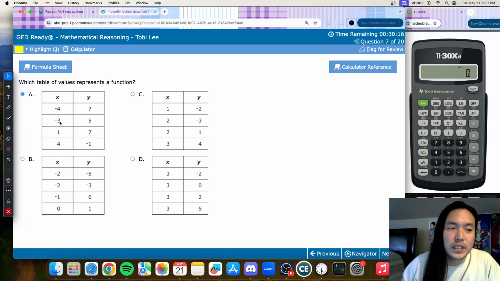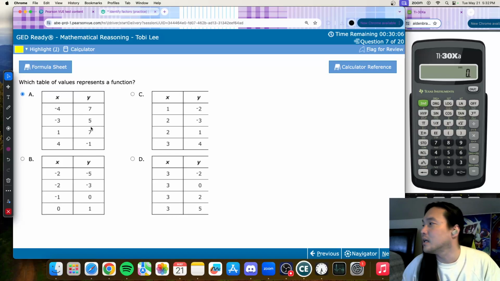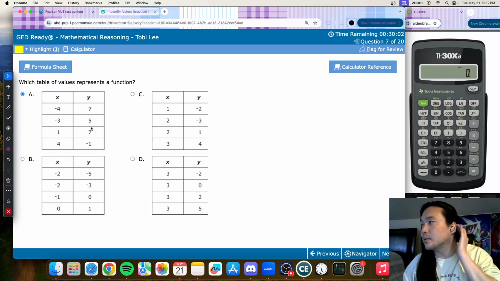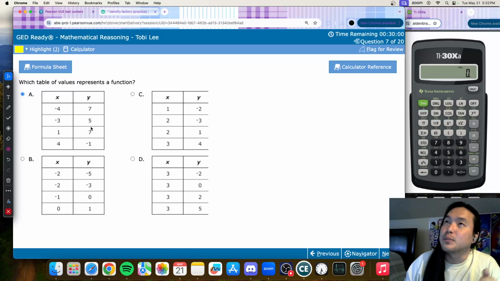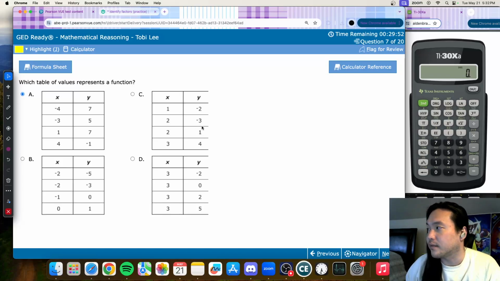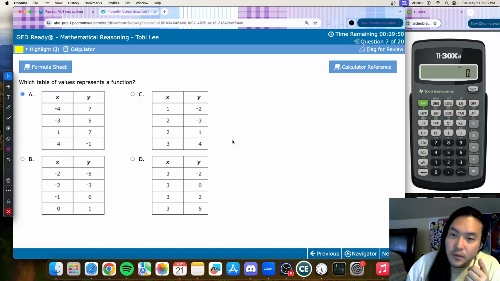Okay, so here we have four different inputs and a bunch of outputs. A natural question: we have a -4x and a 1x and they both output a 7. That's fine. You don't need unique outputs. What you need is that each input only has one output. As soon as you have one input that has multiple outputs, this is no longer a function. Hopefully I'm making sense.